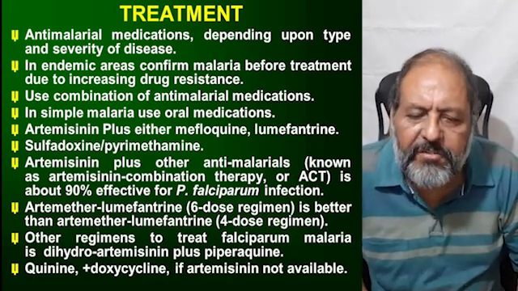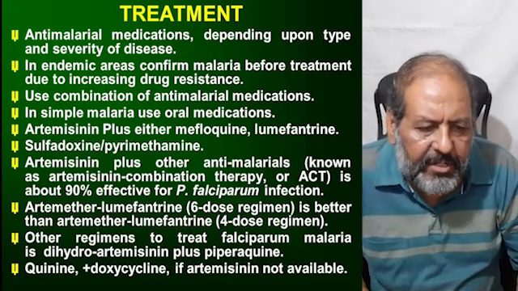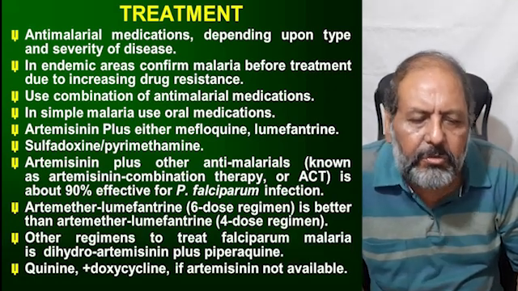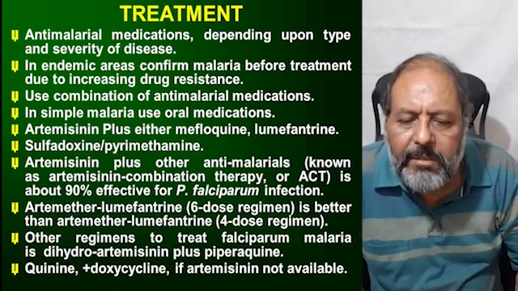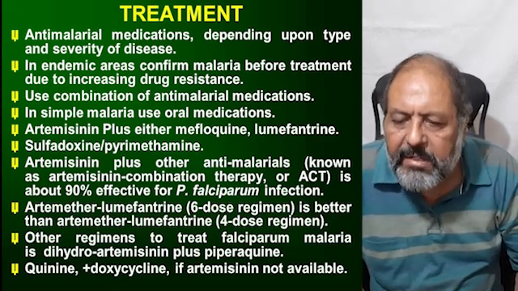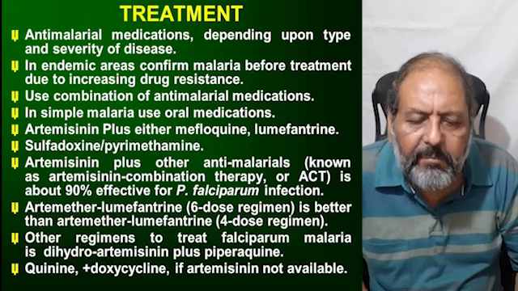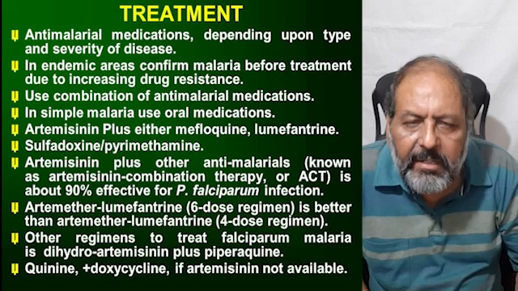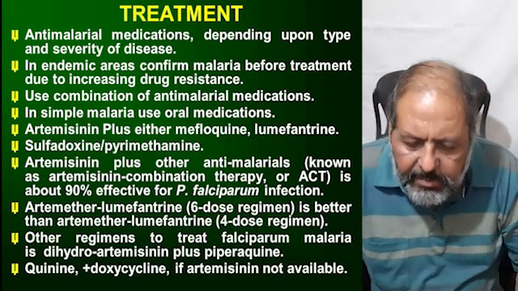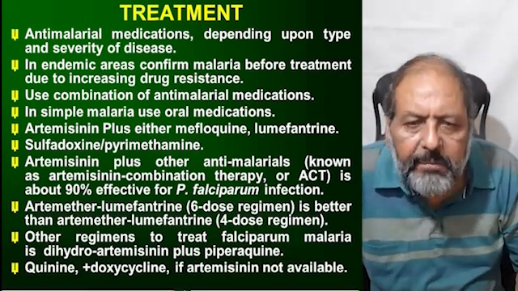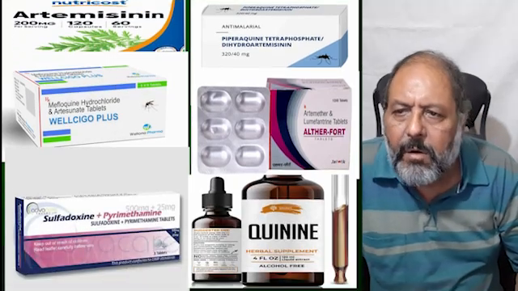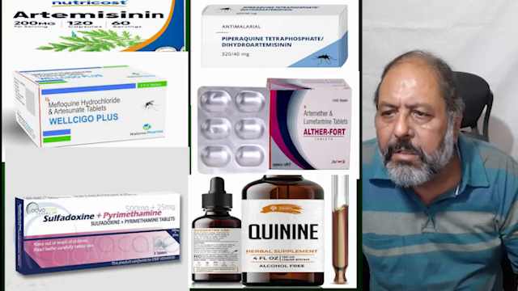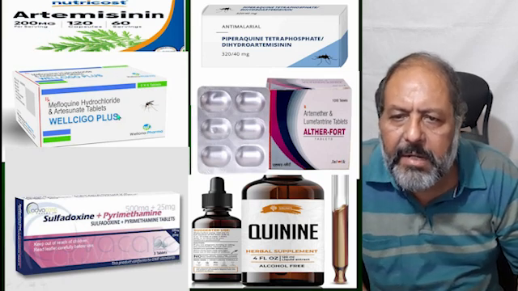Artemether lumefantrine 6-dose regimen is better than the artemether lumefantrine 4-dose regimen. Other regimens to treat falciparum malaria are dihydroartemisinin plus piperaquine. Quinine plus doxycycline, if artemisinin is not available, can be used for the difficult cases. Now, here one can see artemisinin 200 milligram, 120 milligram, and 20 milligram.